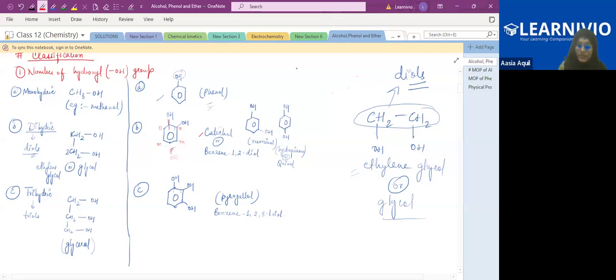What's the name of this structure? OH is attached on the first position, and on the second carbon also. If the hydroxyl group is attached to the adjacent carbon, then we call it catechol. Its IUPAC name is benzene, on which position the hydroxyl group is attached? 1 and 2. So benzene 1,2 diol. That's the IUPAC name.